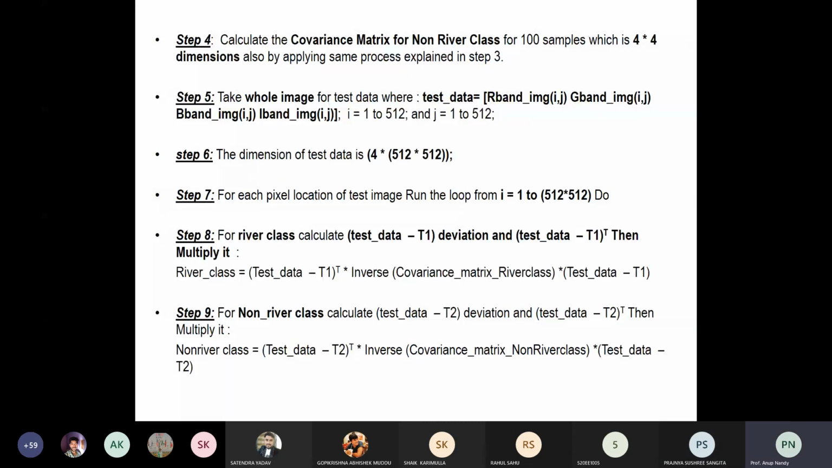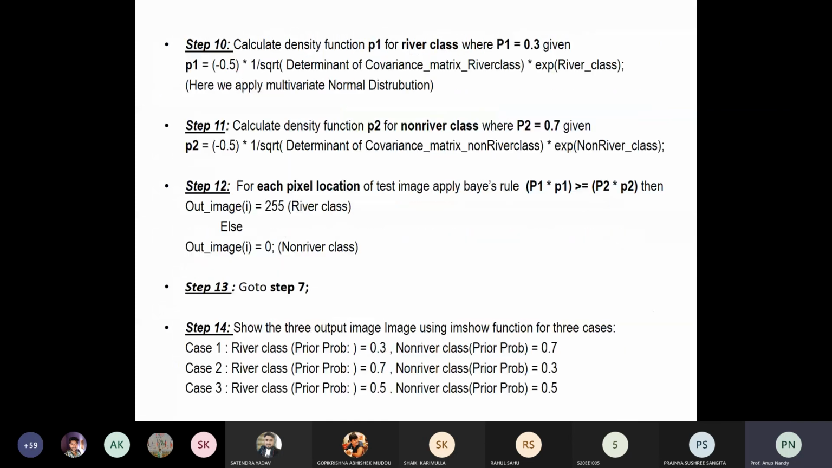So now in step number 7, for each pixel location in the test image, you run the loop from I is equal to 1 to 512, j is equal to 1 to 512. Then in the output image you will have I comma j is equal to 255 if the condition is satisfied, capital P1 small p1 is greater than or equal to capital P2 small p2, or output image I comma j is equal to 0. It is an image processing thing, so you could also do it in a different way.